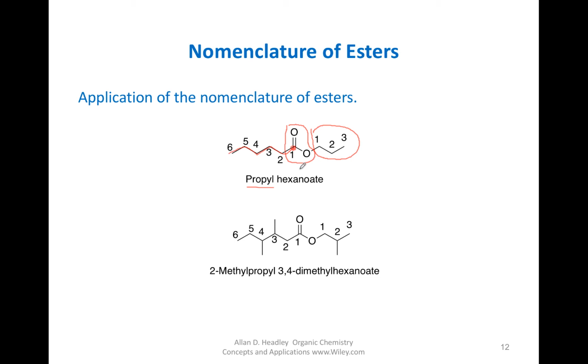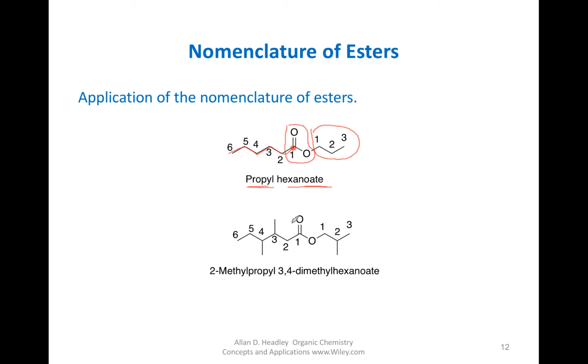Hexane, but we changed that to an -oate. We changed the -e of the alkane to -oate, so it becomes propyl hexanoate. Two words, propyl hexanoate. If you have substituents on these groups, you just follow the systematic way we had before.